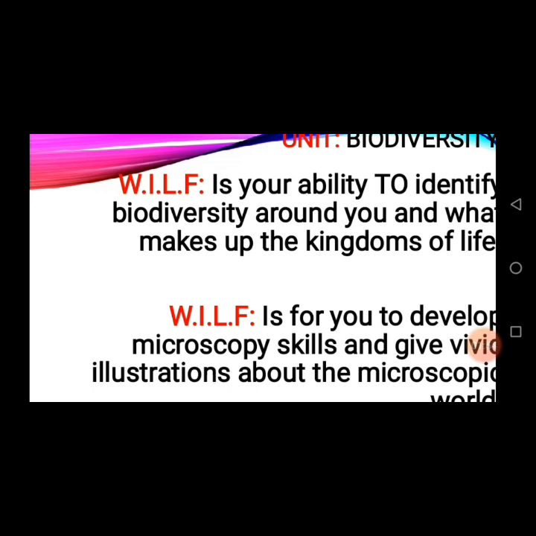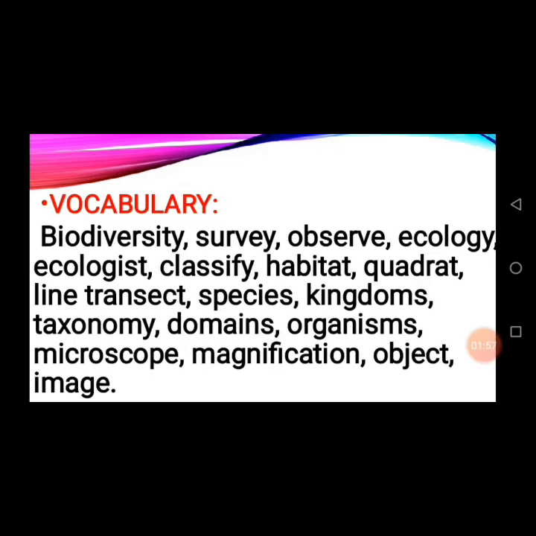Moving on to the next slide. What do we have there? We have the vocabulary. We're coming across words like biodiversity, survey, observe, ecology, ecologist, classify, habitat, quadrant, line transit, species, kingdoms, taxonomy, domains, organisms, microscope, magnification, object, and image. I want you to take out time to study this vocabulary during your leisure time and relate the meanings to what we're going to be discussing in this class. So you have the liberty to always pause this video and take down notes when necessary.